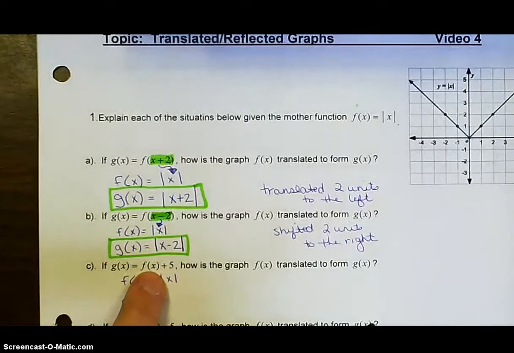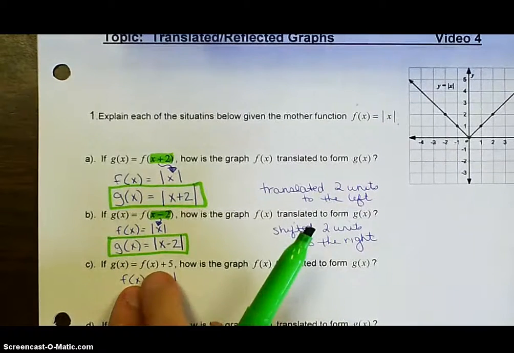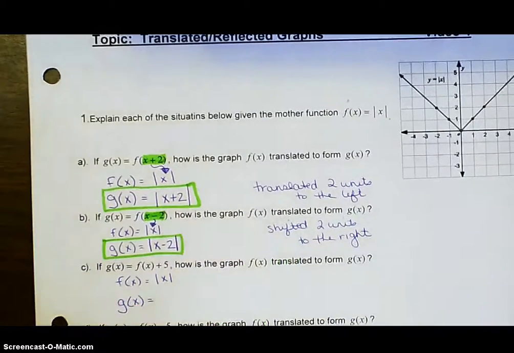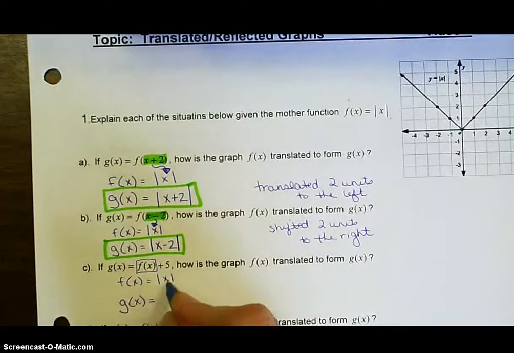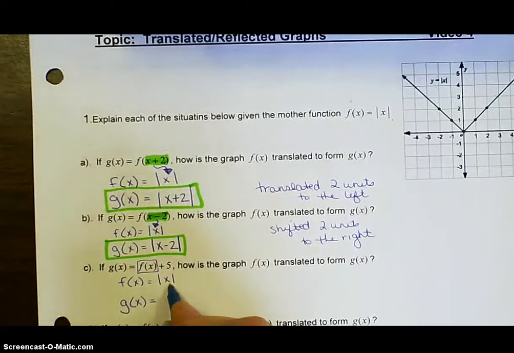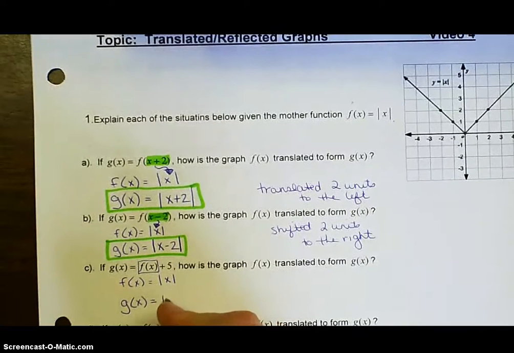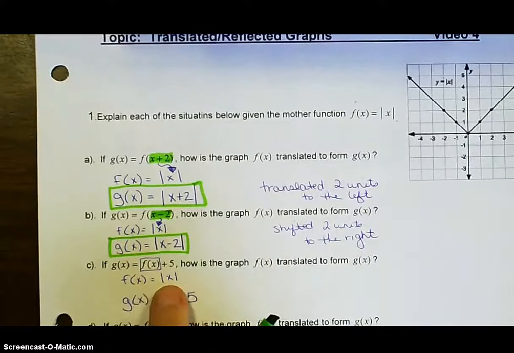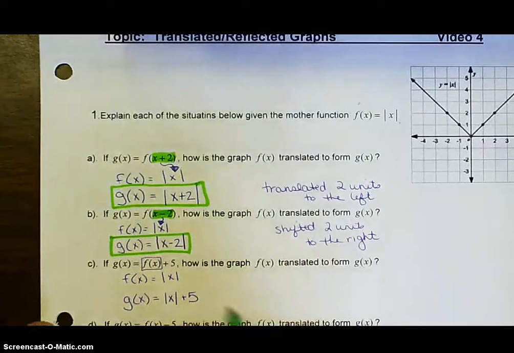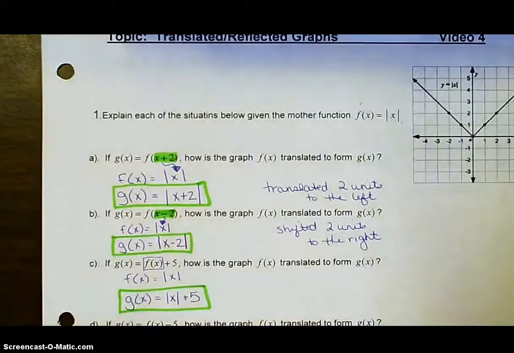So are we changing the function f of x? Well, no, there's still only an x inside the parentheses. So I know that this whole thing right here is actually equal to the absolute value of x. I'm going to keep the absolute value of x exactly the same, but what we're going to do now is just add 5 to the end of it. So f of x, the function, plus 5. So I just add 5. And now we've created our new function.